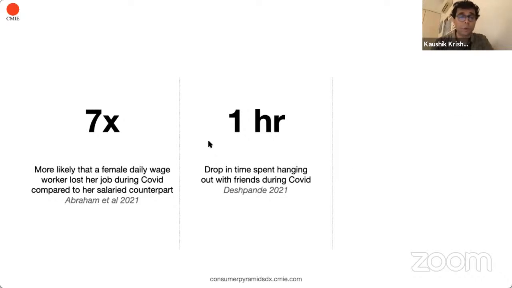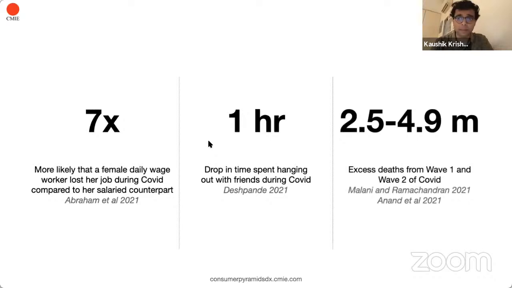And for those of you who have joined us for our other events this month, Anup Malani, Sabarish Ramachandran, Abhishek Anand, Justin Sandifer, and Arvind Subramanian, 2 different sets of researchers presented 2 different estimates on likely excess deaths from wave 1 and wave 2 of COVID. All of these are estimates of something that's happening at the individual level, whether it's female workers, whether it's people and how they spend their time, or whether it's excess deaths. This is something that happens to people.